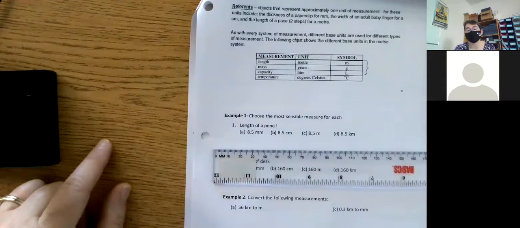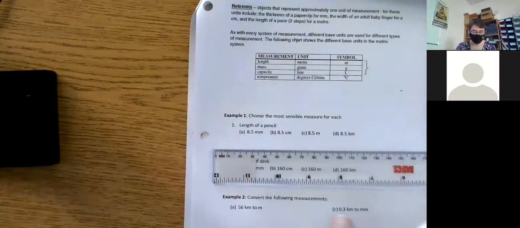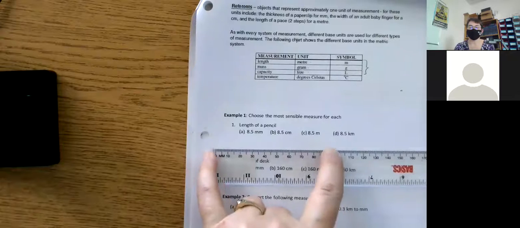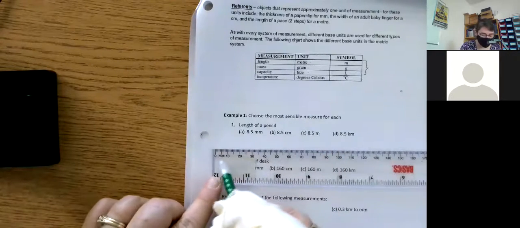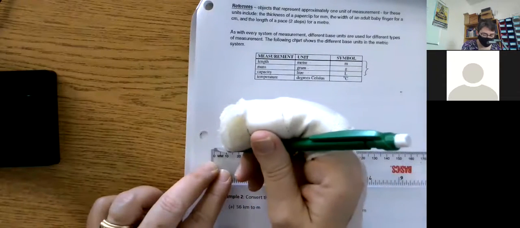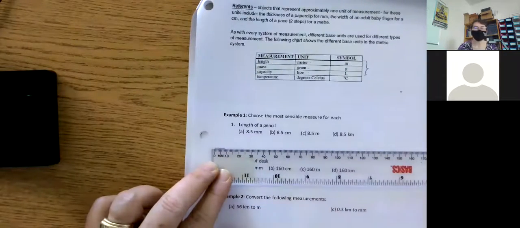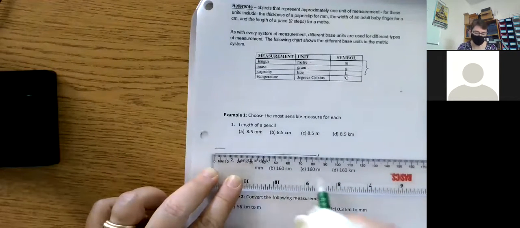So again, hey Corey, which one of those, A, B, C, or D, is the best choice for the length of a pencil? All right, so I disagree. That means your pencil is exactly that long. No, wait a minute, 8.5 millimeters would be starting here and would be about that long. So that is about 8.5 millimeters. That's too short. But if we go 8.5 centimeters, that's about that long.